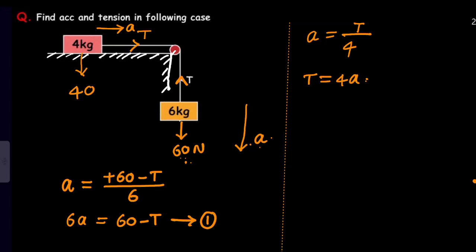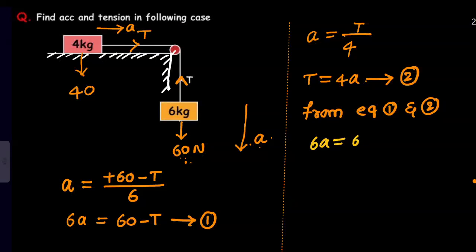So from this we get T equals 4 into a, and let us say this is the second equation. This value we put in the first equation to get the value of a. The value of a will come from equations 1 and 2. Solve these two equations. From equations 1 and 2, we get 6a equals 60 minus T, that is 60 minus 4a.